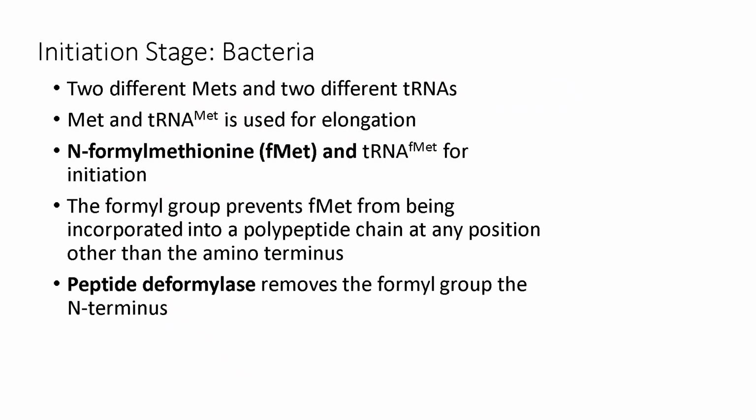In bacteria, two different methionines and two different tRNAs are involved in translation. Regular methionine paired with tRNA-Met is used during elongation, while formyl methionine, or fMet, paired with tRNA-fMet, is used exclusively for initiation. The formyl group ensures that fMet is only incorporated at the amino terminus. After translation begins, the formyl group is removed by peptide deformylase, preparing the protein for further processing.